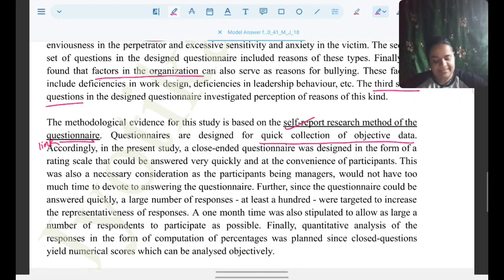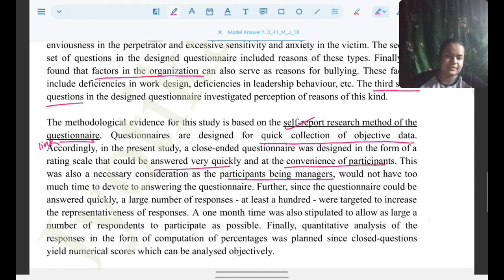Accordingly, in the present study, we had a close-ended questionnaire in the form of a rating scale that could be answered very quickly and at the convenience of participants. Why was this necessary? Because the participants were managers. They don't have time to answer long-drawn interview type of questions, open-ended questions. They don't have time to answer those. Also, they would not have much time to devote to the answers.